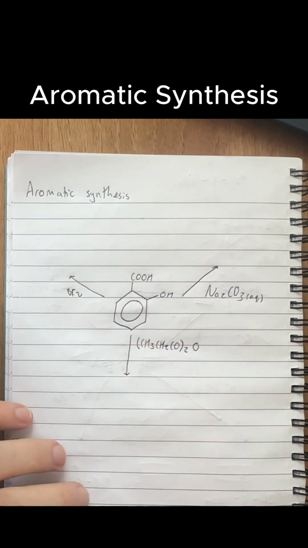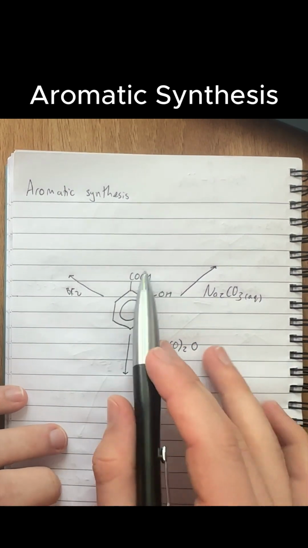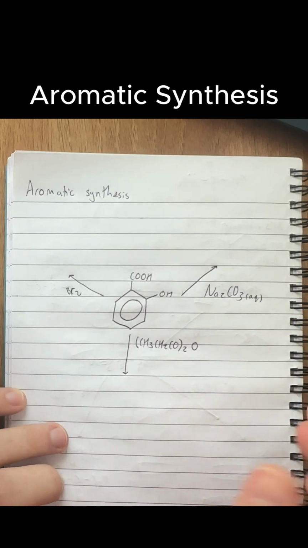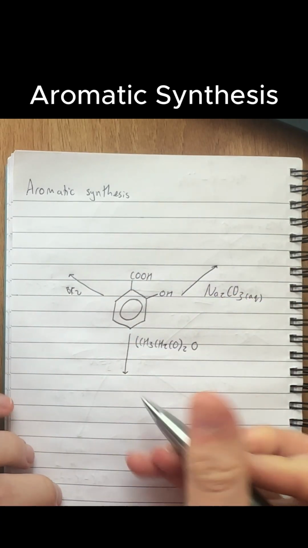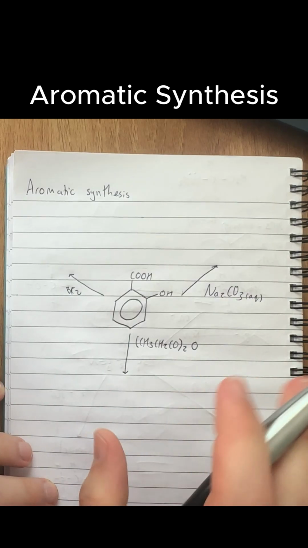Hi guys, I've got a quick aromatic synthesis today. So you start off with salicylic acid. You don't need to remember the structure, it will provide it for you if it asks you to do it. And then 3 different possible reactions. This reaction will produce 2 products, and I'll get onto that in a minute.